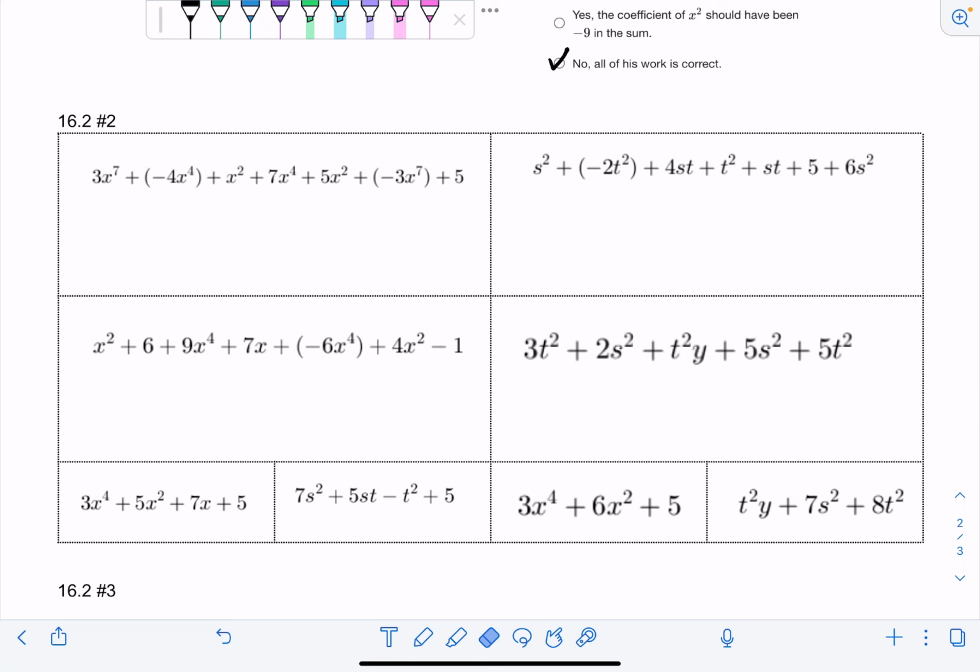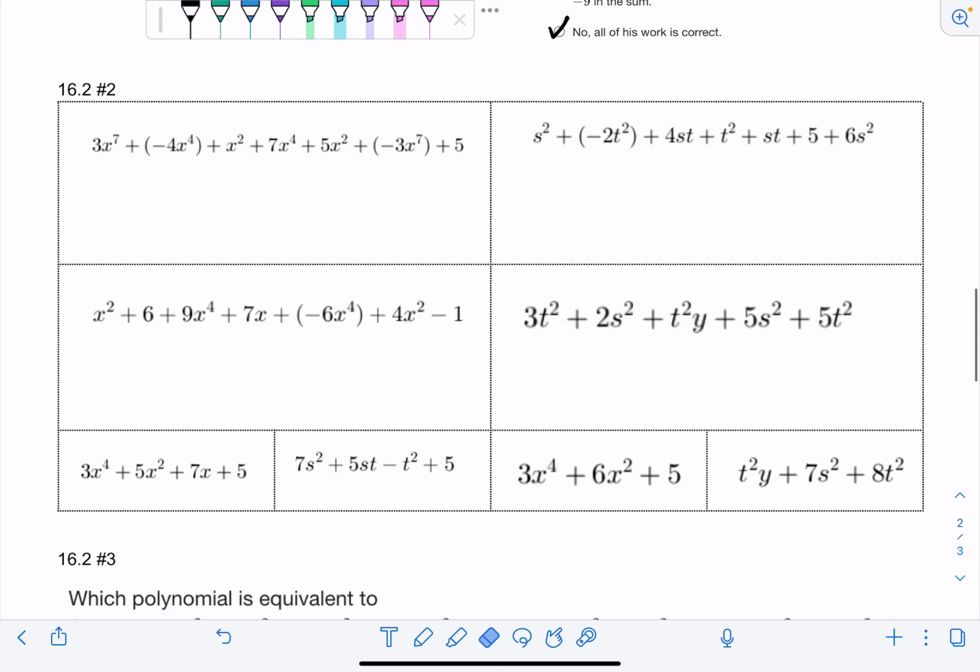Okay, 16.2 number 2 is one of those problems that it's like a few problems in one, and then we have to match the answers. So the bottom row is all of the possible answers. We'll just go through the first 4 one by one. I'm just going to go ahead and label these as number 1, number 2, number 3, number 4. And then once we simplify, that's how we'll label the answers also.